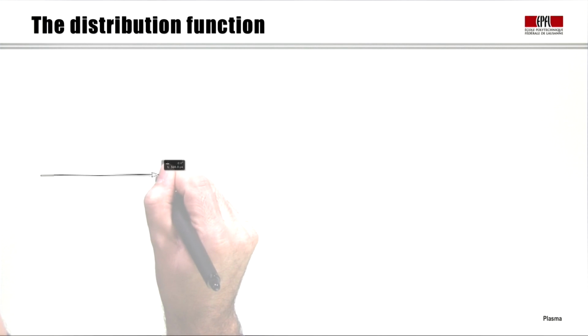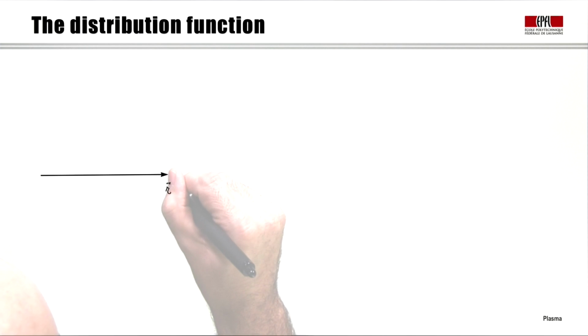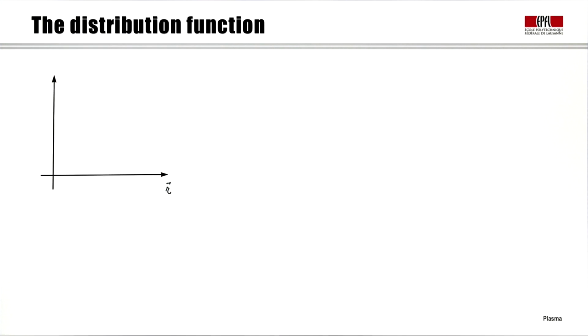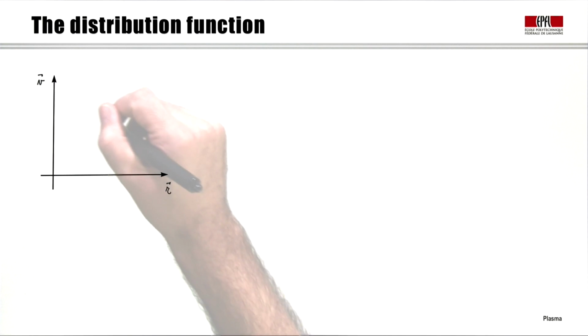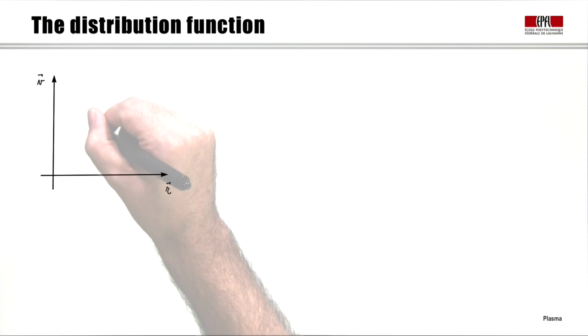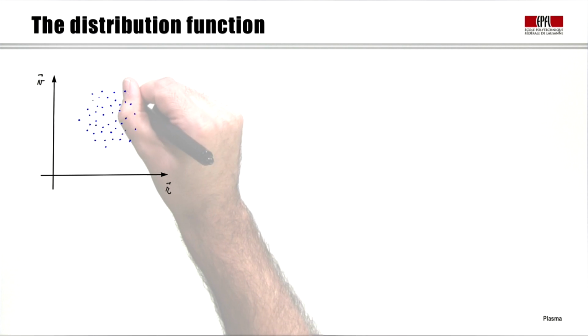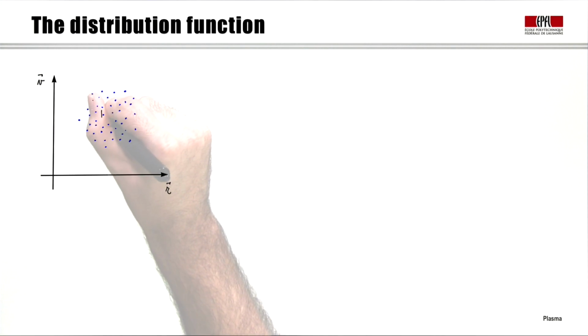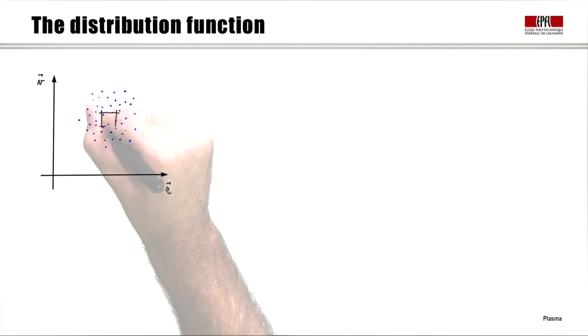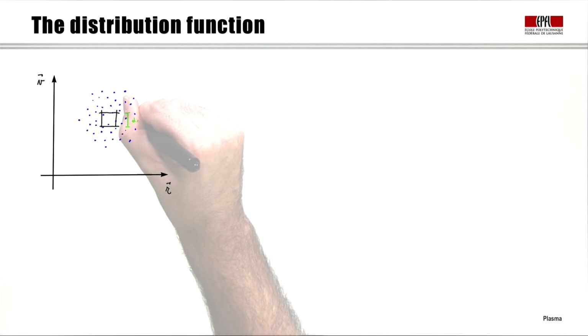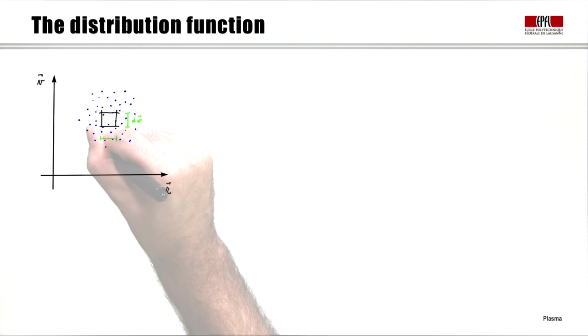And here is the projection of the 6-dimensional space, with the configuration space position on one axis and the velocity on the other. Particles are distributed in this phase space, and I will draw a few of them. They are these points that I am representing here. Let's consider a volume that is large from a microscopic point of view, so that there are many particles contained in it, but which is still small when looking at it macroscopically. This volume will have an extension given by dv along the v direction and dr along the r direction.